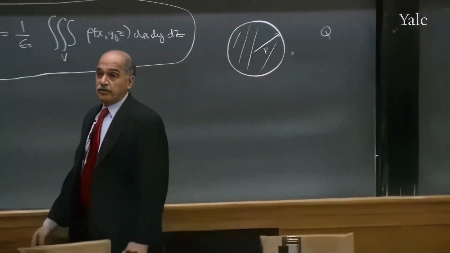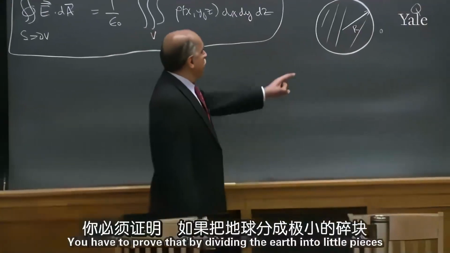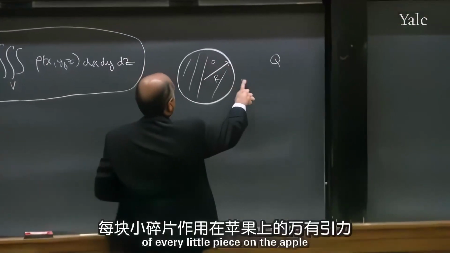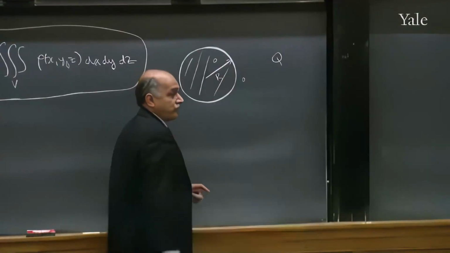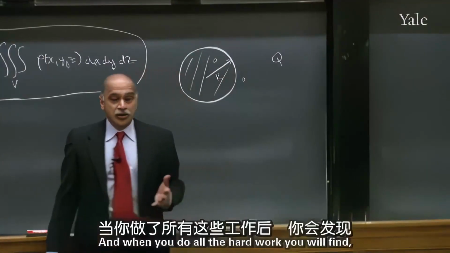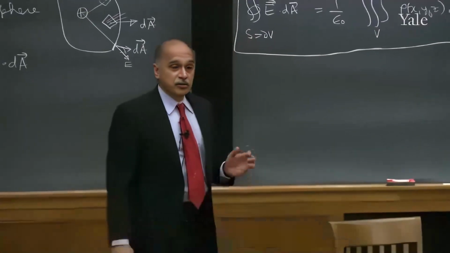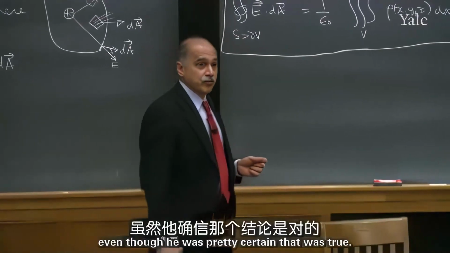You have to prove that. You have to prove that by dividing the Earth into little pieces and finding the gravitational force of every little piece on the apple and adding all those vectors up. And when you do all the hard work, you will find, in fact, that is true. But it took Newton several years to prove that, even though he was pretty certain that was true.